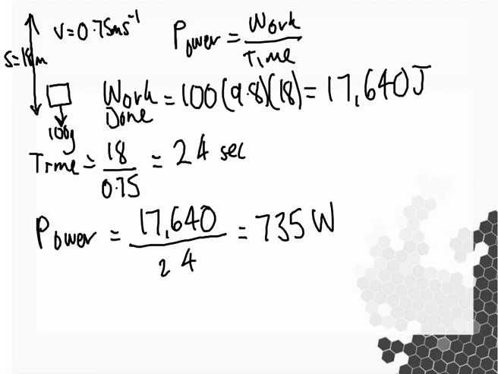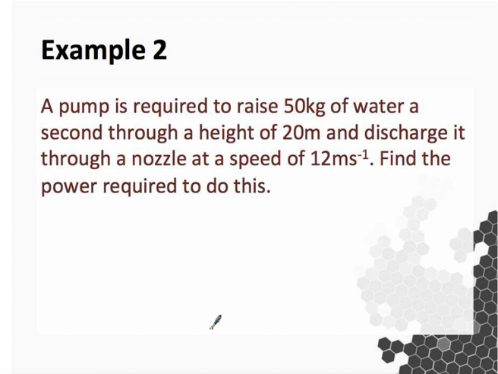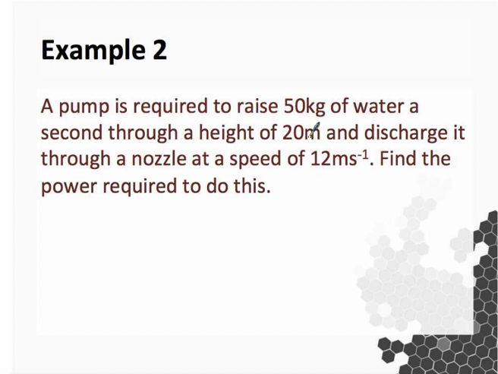Okay, so let's have a look at another example. A pump is required to raise 50 kilograms of water a second through a height of 20 meters and discharge it through a nozzle at a speed of 12 meters a second. Find the power required to do this. Well, there's two things going on here. We want to know the work done per second. Everything here is done in terms of seconds.